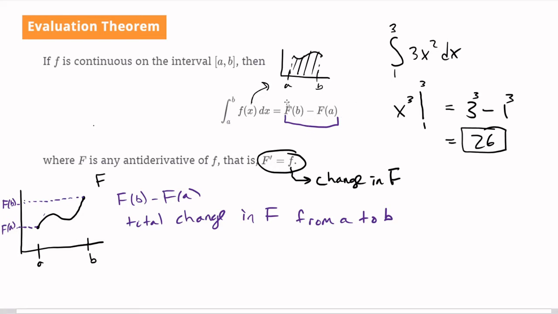I can either take my big function F and just figure out how it changed from A to B by plugging in and subtracting, or I can do this integral where the idea is I'm just adding up change. I'm adding up change, adding up change, adding up change. That will tell me how big F has changed, because I'm just adding up the change. So that's the idea. Now, that doesn't quite give you the connection to area under the curve. I understand.